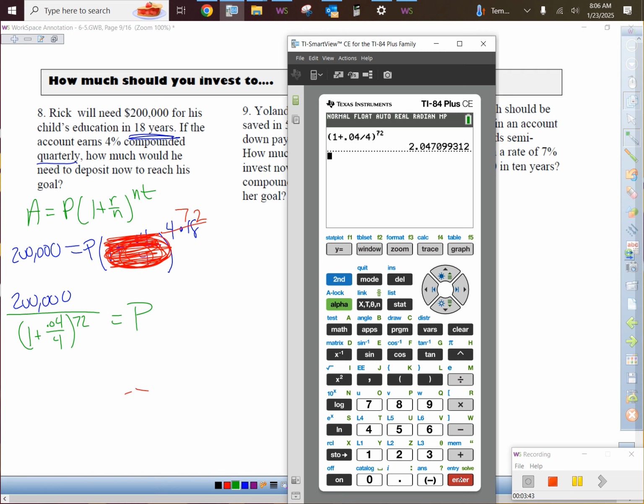So what I want to do is take 200,000 and divide it by that nasty number. There's an easy way to do it. You start by typing 200,000. And then you hit divided by, and there's no way I'm going to punch all those buttons in. That is nonsense to try to retype those numbers.